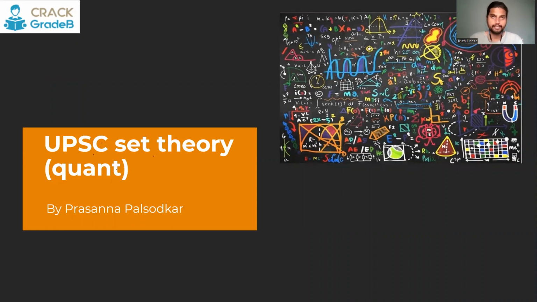One of the very important topics that they ask in UPSC exams, especially CAPF, CSAT and EPFO. The topic's name is set theory. There will definitely be at least one or more questions. They are a very particular type of question. They are not simple and they are not very difficult as well.